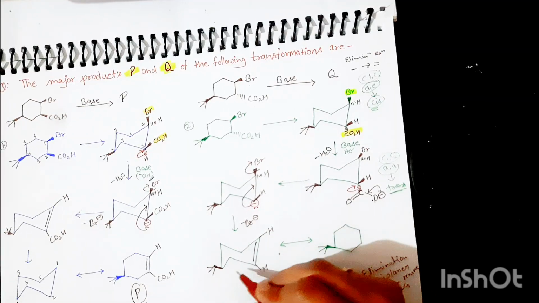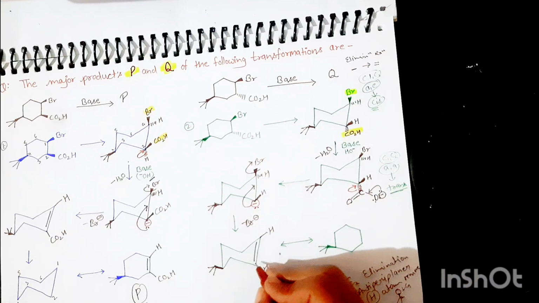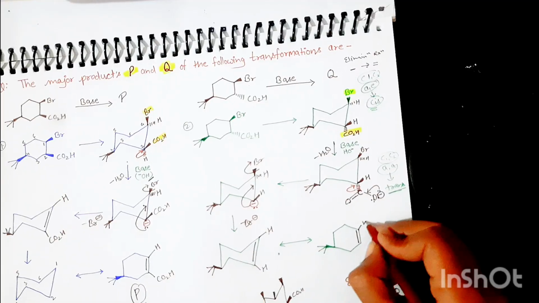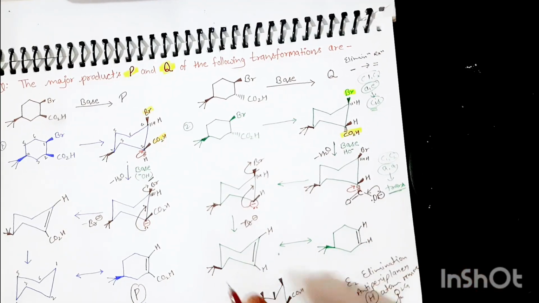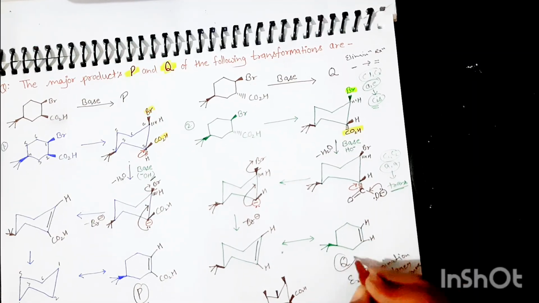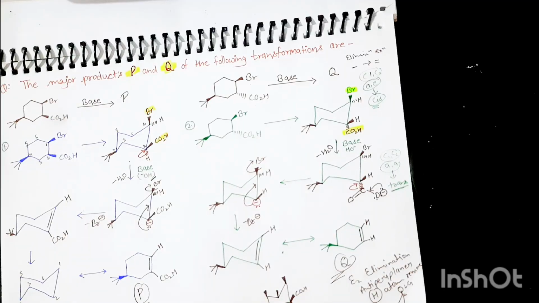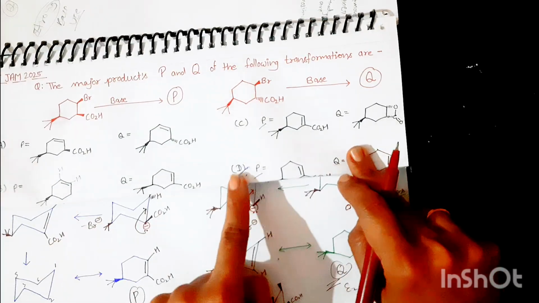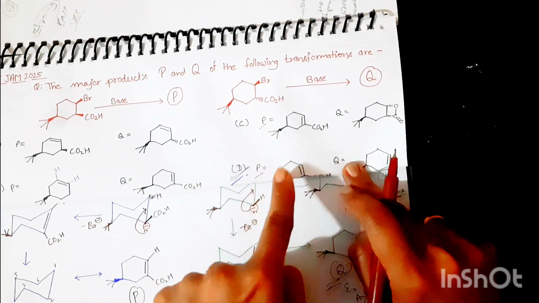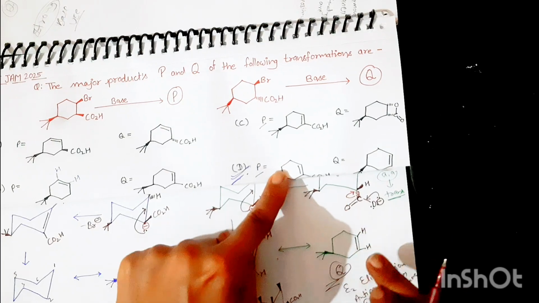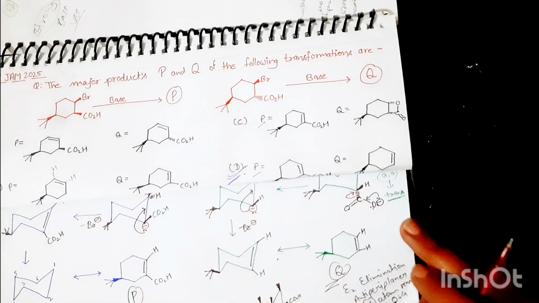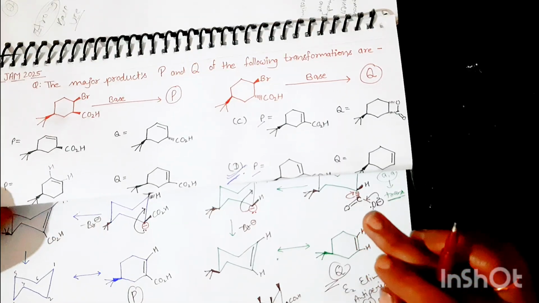So we convert this chair form to this form. On C1 and C2 carbon there is one double bond. On C1 and C2 one hydrogen each is present, and at the fourth position the isopropyl group is present. So this is the final product of this reaction. This is the product Q. So we check our products in the given options. We see product P matches with C and D, but our product Q only matches with option number D. So the correct option is D.